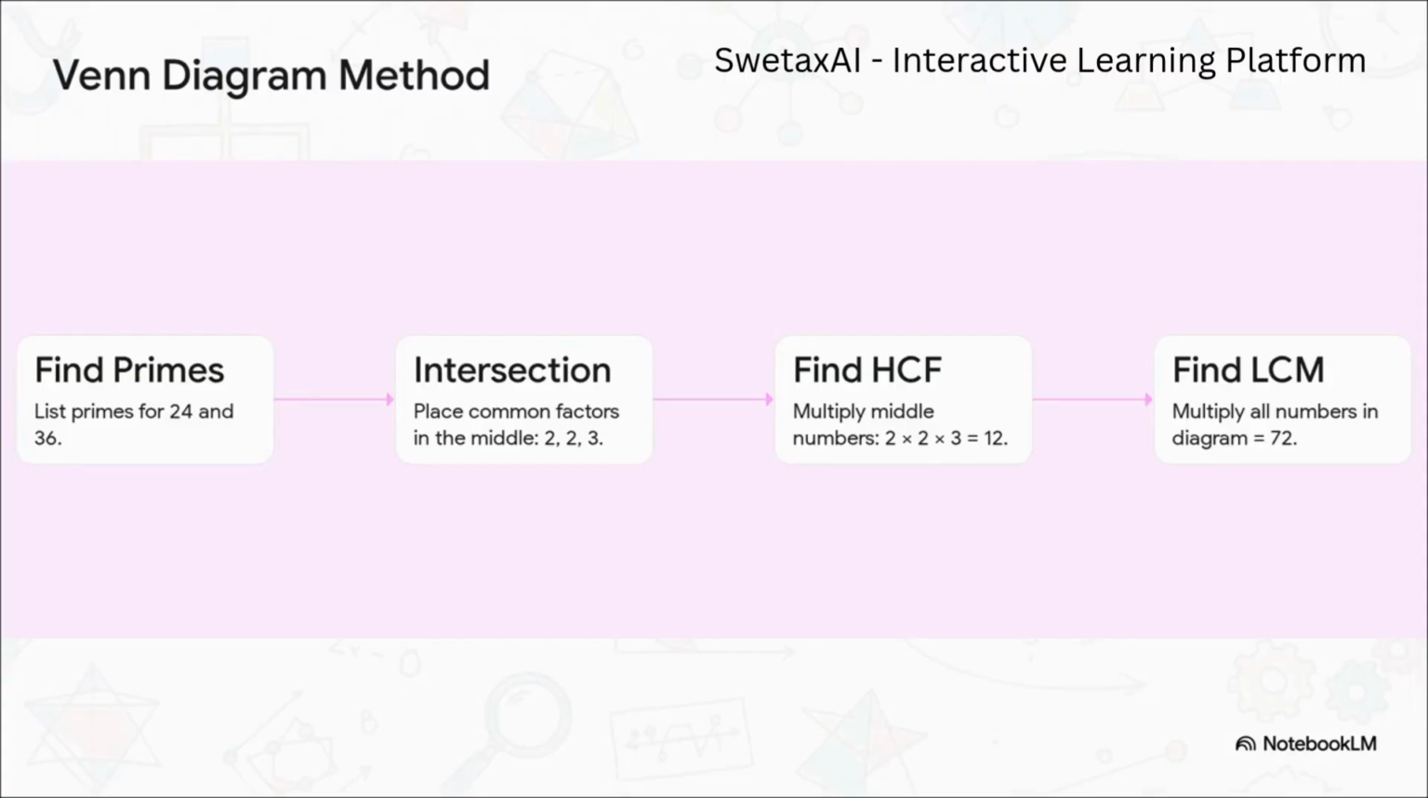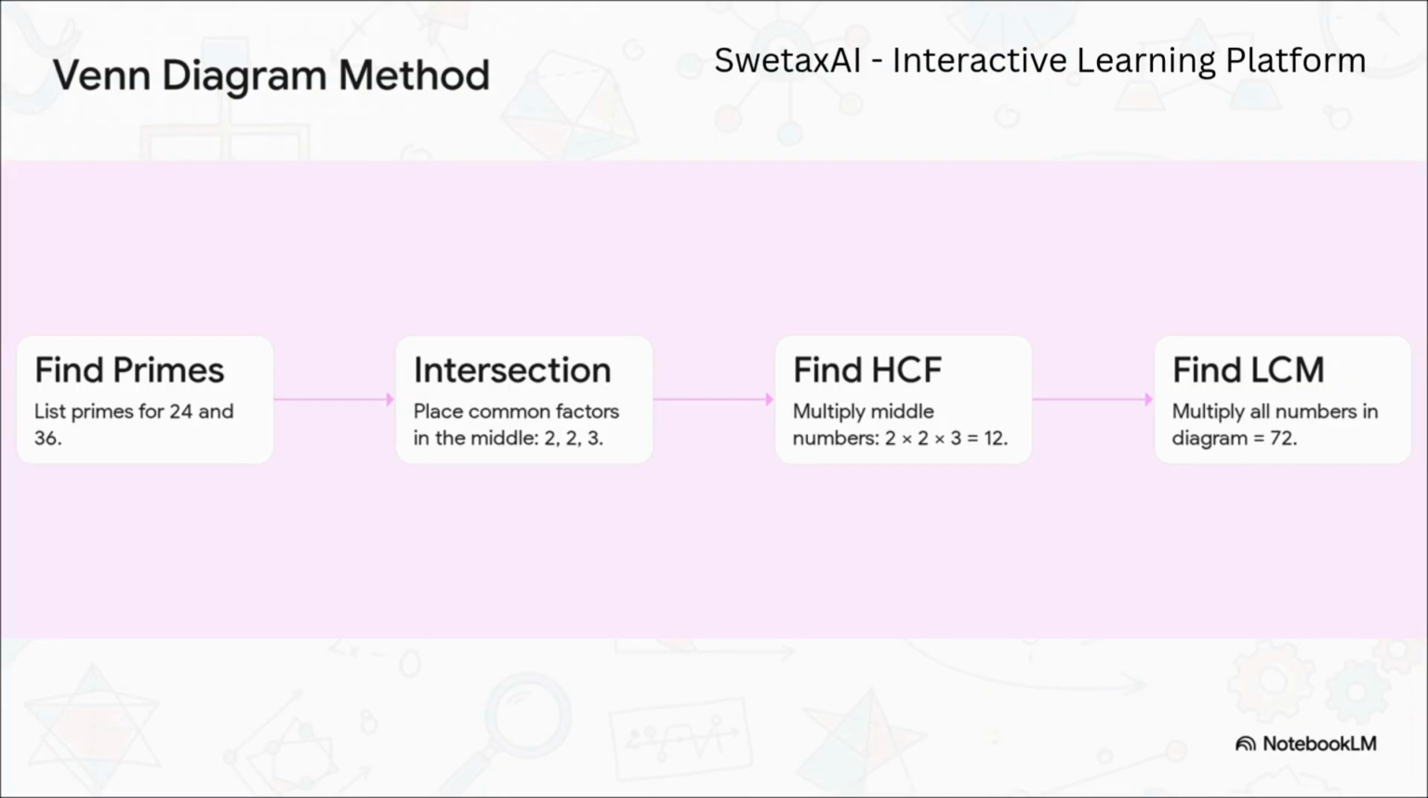And here is an absolutely amazing visual shortcut for finding both of these at the exact same time, the Venn diagram method. Let's map out the DNA of 24 and 36. So 24 breaks down into 2, 2, 2, and 3. 36 breaks down into 2, 2, 3, and 3. We take their shared factors and place them right in the middle intersection, a 2 and a 3. Then the leftover 2 from 24 goes on the left, and the leftover 3 from 36 goes on the right.